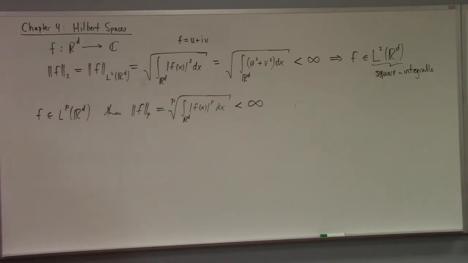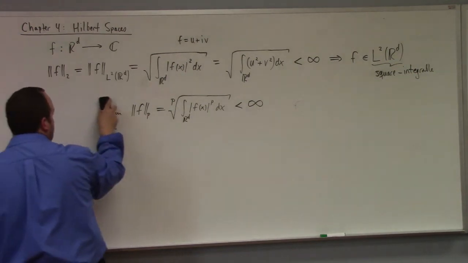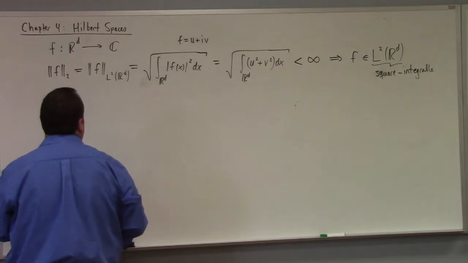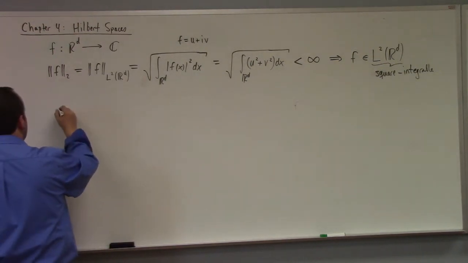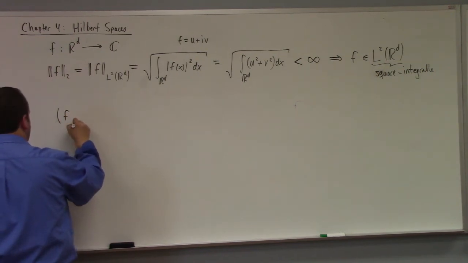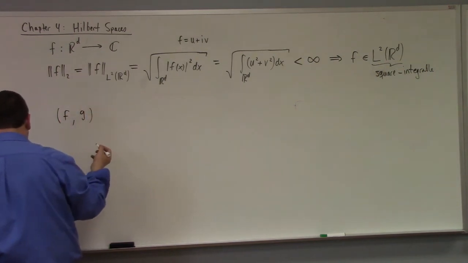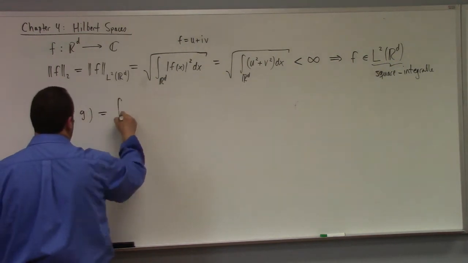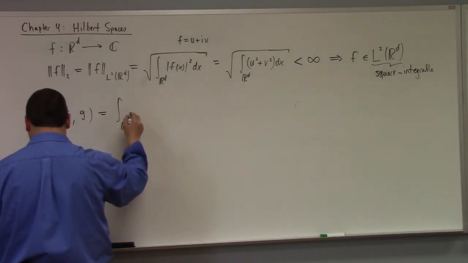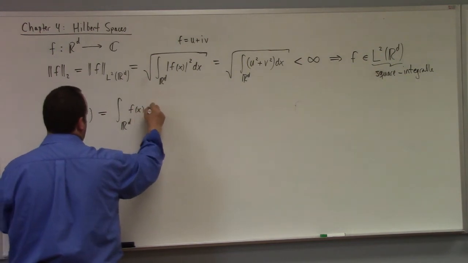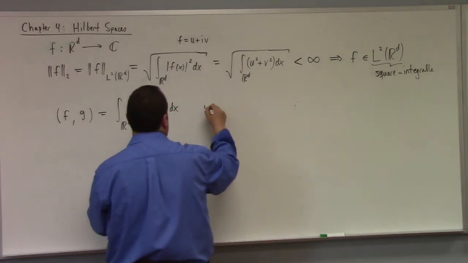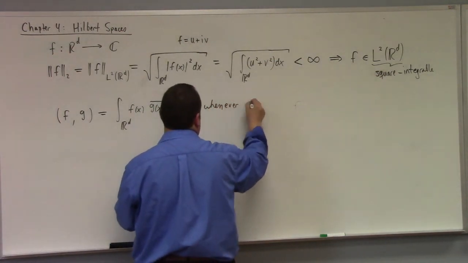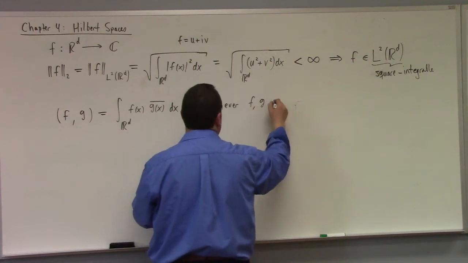Okay, so one crucial difference is that this L2 has an inner product, actually. And the inner product, in the sense of complex vector spaces, works like this: the inner product of f and g is equal to the integral over R^d of f of x times the complex conjugate of g dx, whenever f and g are square integrable.